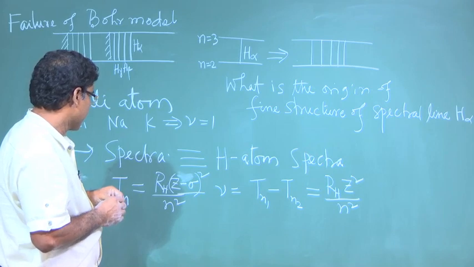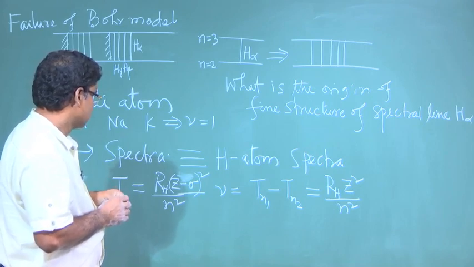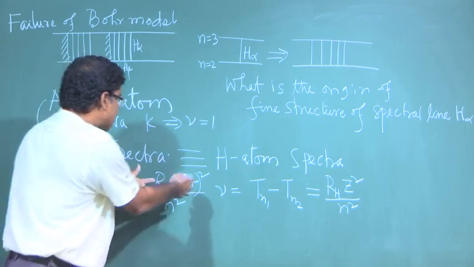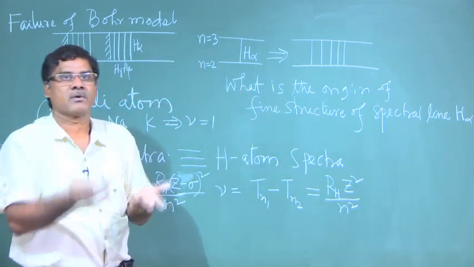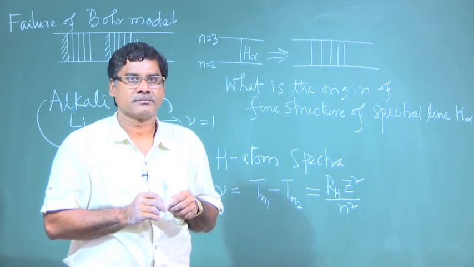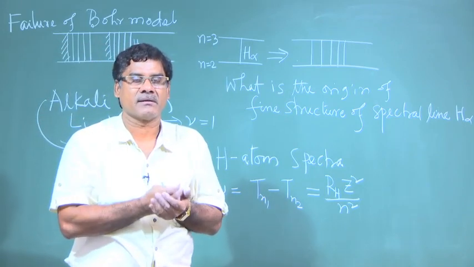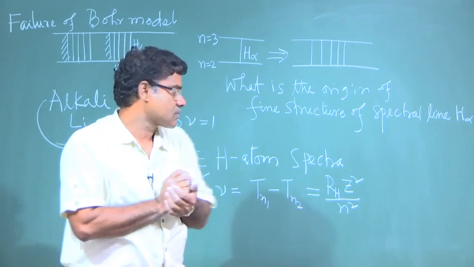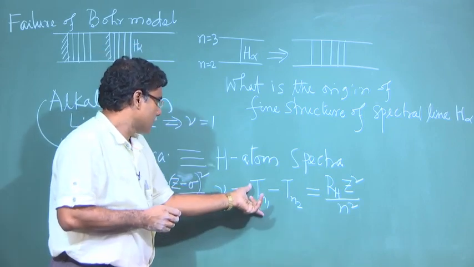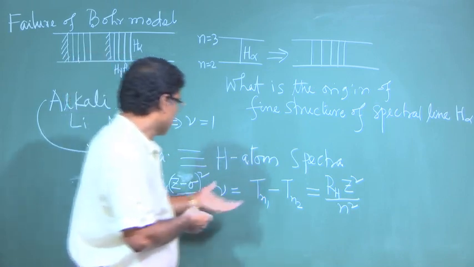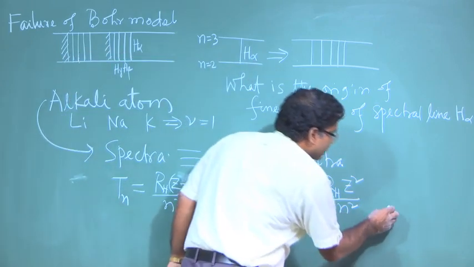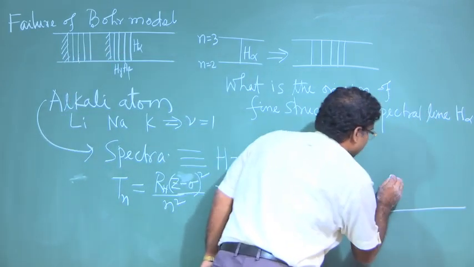And then you will see the transition among the energy levels and corresponding spectral lines one should see. So, in this case also, what should be the energy levels?